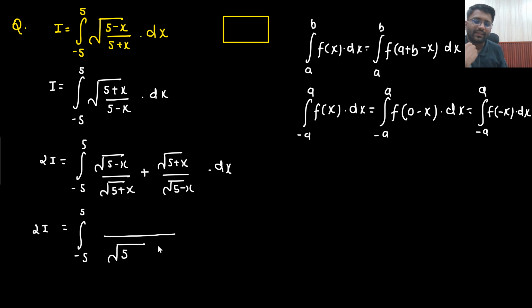Let's check it out. Root of 5 plus x and root of 5 minus x. So here what are you getting? 5 minus x plus, basically I have taken the LCM. What will be the LCM? Root of 5 plus x multiplied with root of 5 minus x. So here you are getting 5 minus x plus 5 plus x, dx. Right? This is what you are getting.